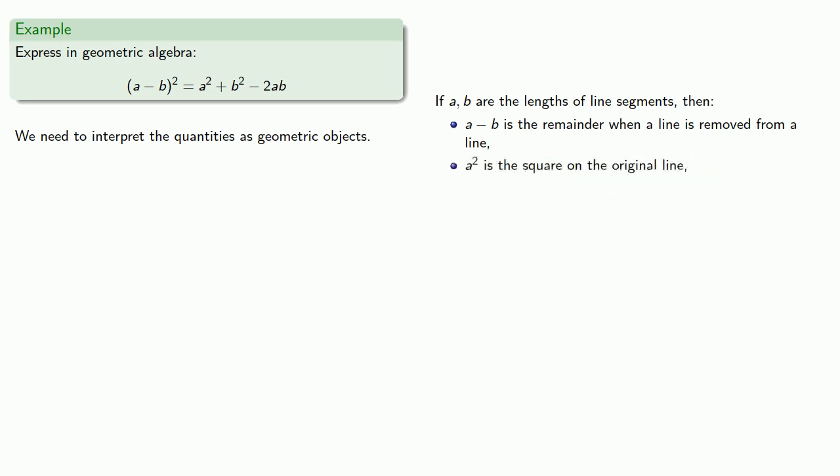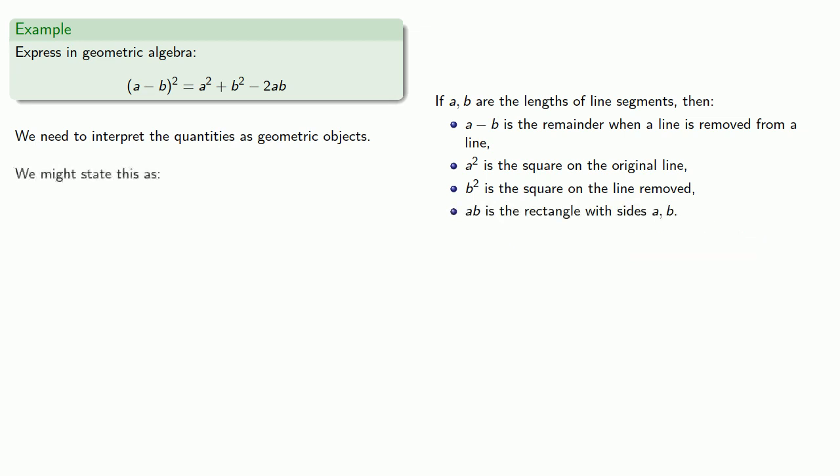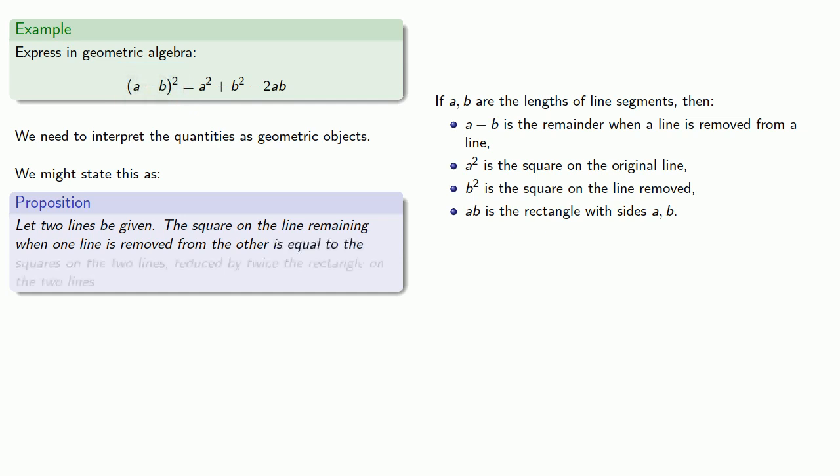a², well, that's not too bad. That's the square on the original line. And likewise, b² is the square on the line removed. And ab is the rectangle with sides a and b. And so we might state this as the following. Let two lines, a and b, be given. The square on the line remaining when one line is removed from the other is equal to the squares on the two lines reduced by twice the rectangle on the two lines. Now, that really is just a translation of this algebraic statement into geometry.